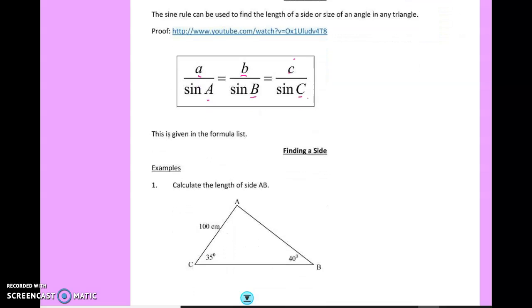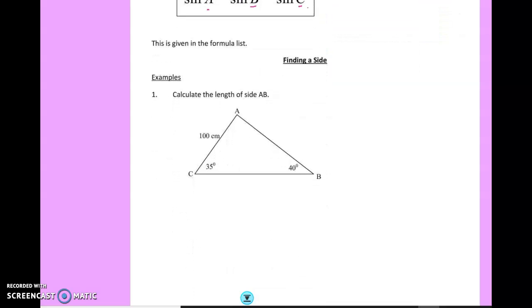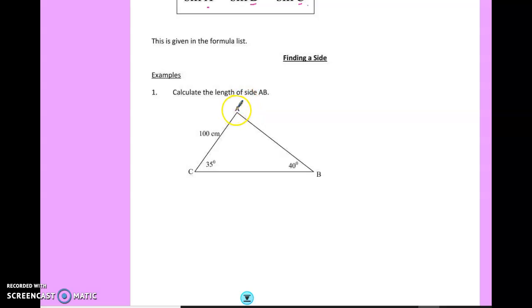We're going to look at finding a side to begin with. So here we want to find the side of length AB, which you could also call small c if you wanted. Don't worry too much about what things are called. I'm just going to stick to a over sine A is equal to b over sine B, and what we're looking for is matching pairs.